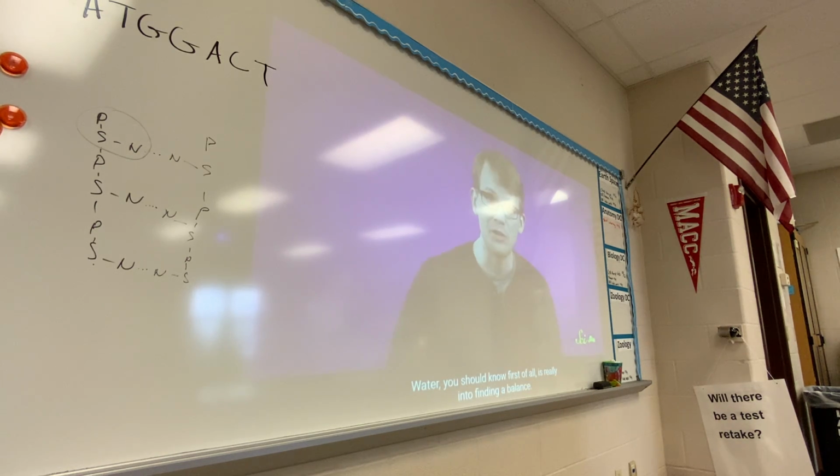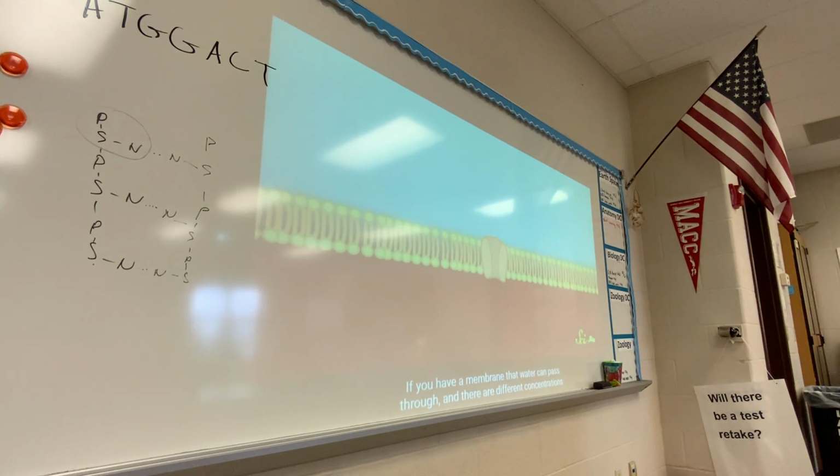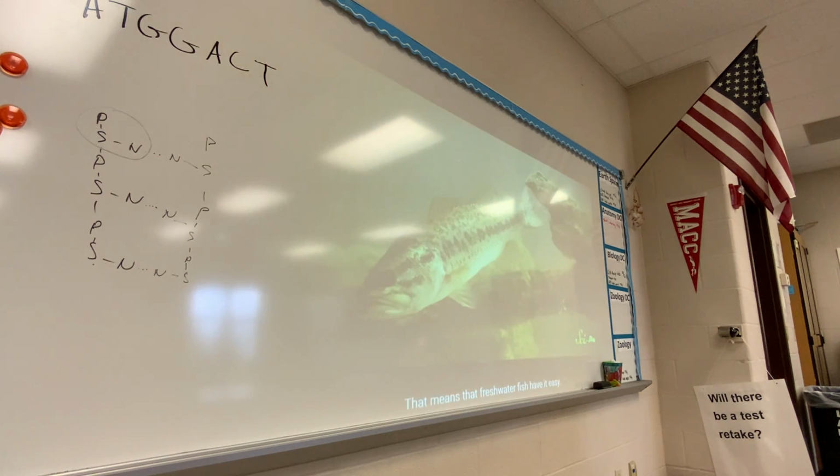Water, you should know first of all, is really into finding a balance. If you have a membrane that water can pass through and there are different concentrations of salt on each side, then the water will always flow toward the saltier side of the membrane until the concentrations on both sides are the same. That means that freshwater fish have it easy. Since the concentration of salt in their bodies is higher than the concentration in the water, that fresh water just flows right in, mainly through their gills and into their bloodstream.